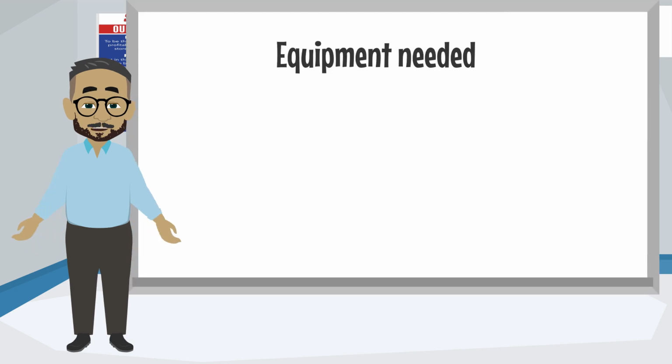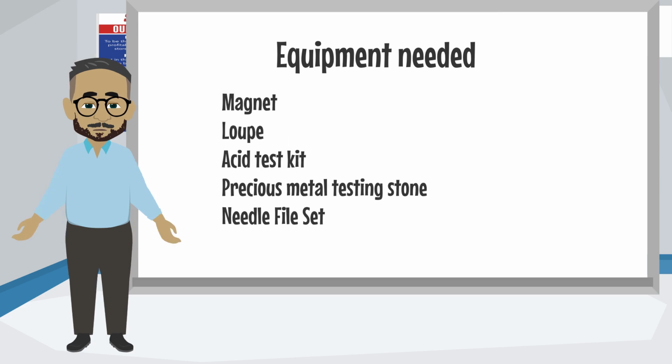Equipment needed for testing jewelry. To properly assess and test the jewelry we handle, it's essential to have the right tools. Here's a quick list of the tools you'll need. You'll need a magnet, a loop, an acid test kit, a precious metal testing stone, and a needle file set. These tools are essential for performing accurate and reliable tests on the items we assess.